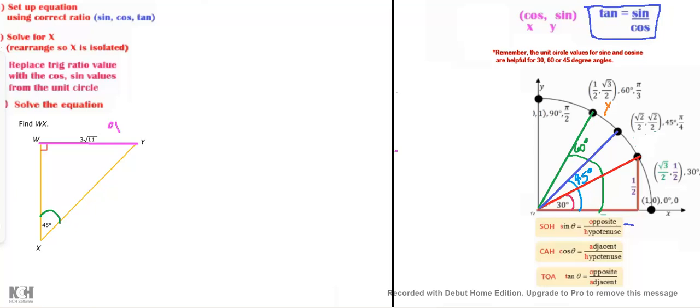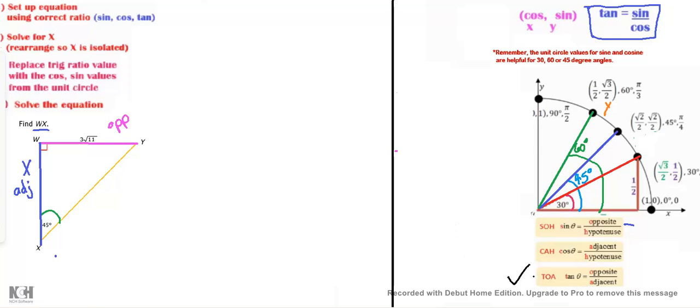It's the opposite side. Now, what we are told to find is side WX, which is this side right here. That's the one that we don't know, so we're going to label it as X. And it is adjoining, it's touching the angle, so it's adjacent. Now we just need to figure out our ratio. Which one has opposite over adjacent? That looks like tangent.